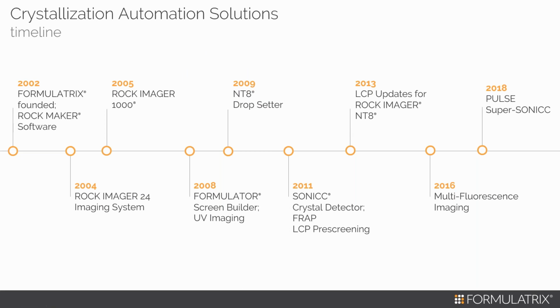The company was founded in 2002, and the first product we came up with was RockMaker software. Since then, in the last 16 years, we have come up with many imagers. We have come up with the Formulator, Screen Builder, NT8 drop setter, and Sonic, which is used for microcrystal detection. It's a very sensitive and very advanced instrument. Then FRAP, which is used for LCP pre-screening, very useful for membrane protein crystallization.